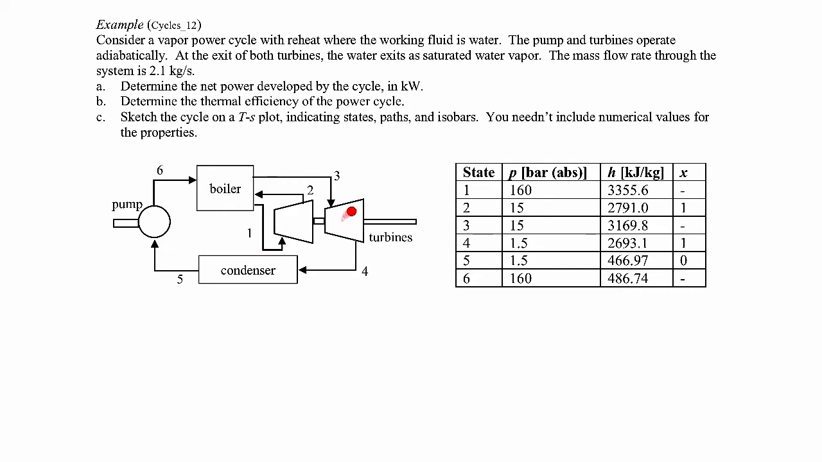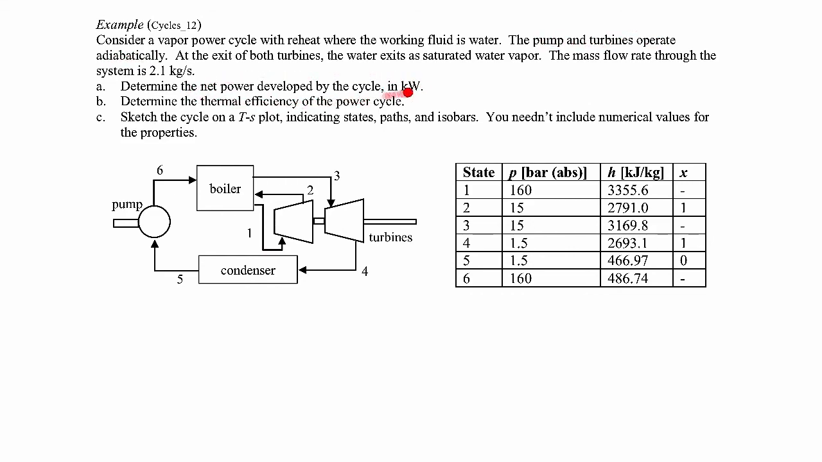This is the first stage turbine, then this is the second stage turbine. And we're told the conditions of the water, which is the working fluid, at all of the various states. The table here gives the various states and the quality, specific enthalpy, pressure. We're also told the mass flow rate through the system is 2.1 kilograms per second, and the pump and turbines operate adiabatically.